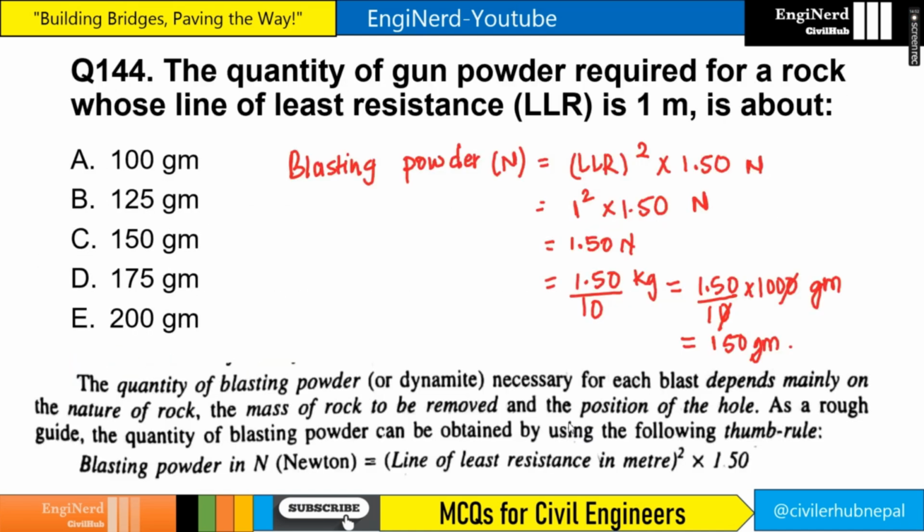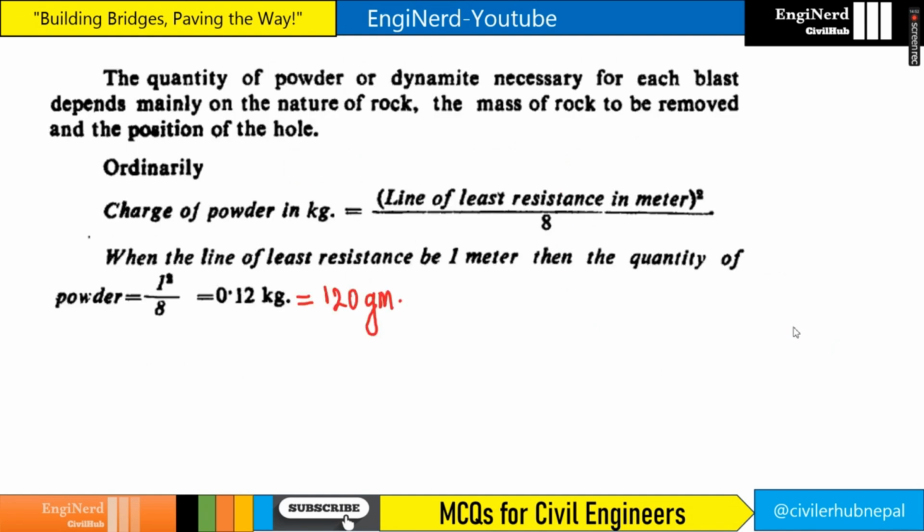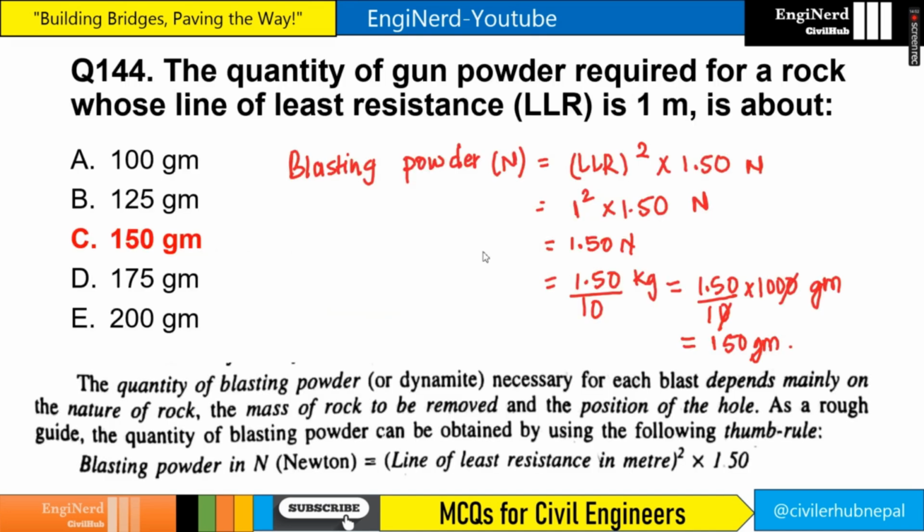Question number 144, the quantity of gunpowder required for a rock whose line of least resistance LLR is 1 meter is about what? So we see here blasting powder in Newton is the line of least resistance in meter square into 1.50, right? It is a thumb rule. So we use this and calculate, you can get 150 gram as an answer, right? But if you check another book, it is given as L square by 8. If you calculate L square by 8, you will get 120 gram. So the answer here is 150 gram according to this particular formula.